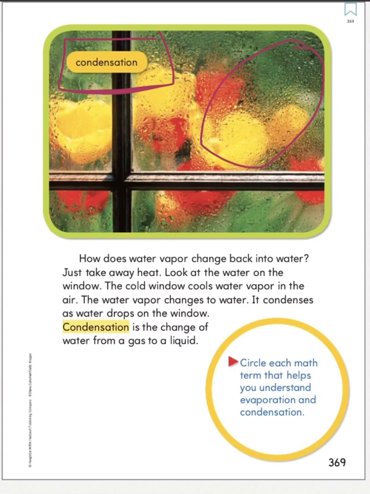So now I will turn it from gas back to liquid. So look here with me. Do you see the drops on the water? It was water vapor. Remember the previous lesson? Water vapor means the water in the form of gas. I cannot see it, but it's all over the place.